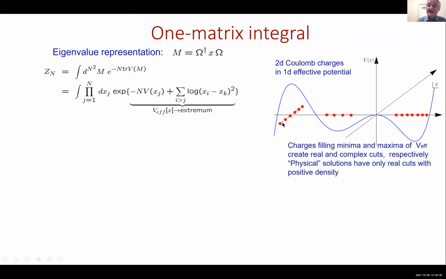For example, if you fill this maximum, of course, it's not a minimum, but just an extremum, which is not stable. Then the cuts containing eigenvalues, the distribution, turn to lie along the imaginary axis. These two axes are the real and imaginary axes of X. So in the large N limit, the minima and maxima of the effective potential create real and complex cuts respectively. And we will call a solution physical if it has only real cuts with positive density of eigenvalues, so that we don't fill the maxima of the potential anymore.